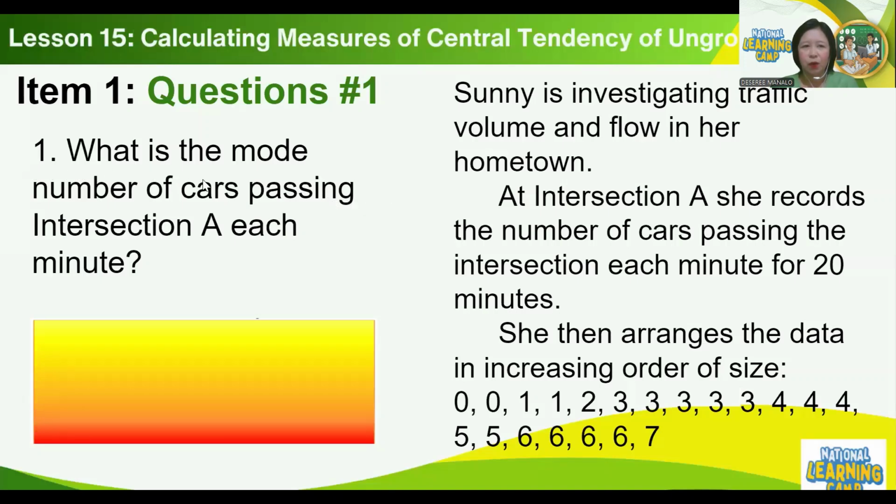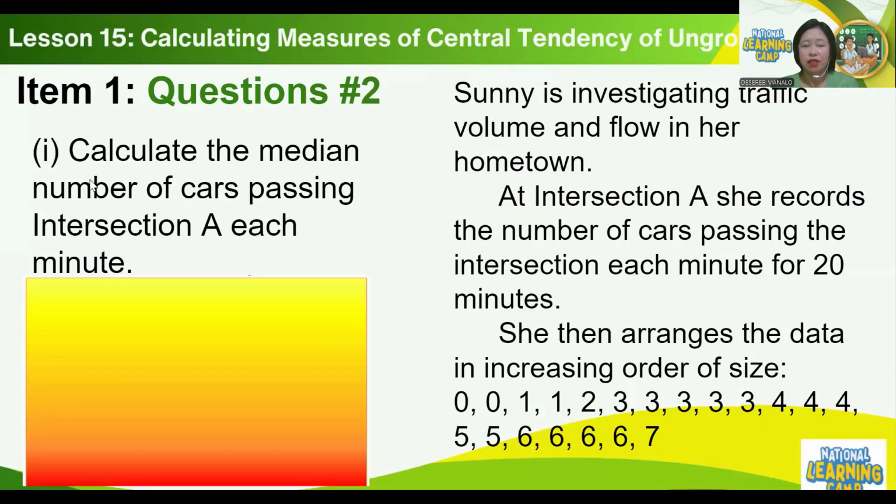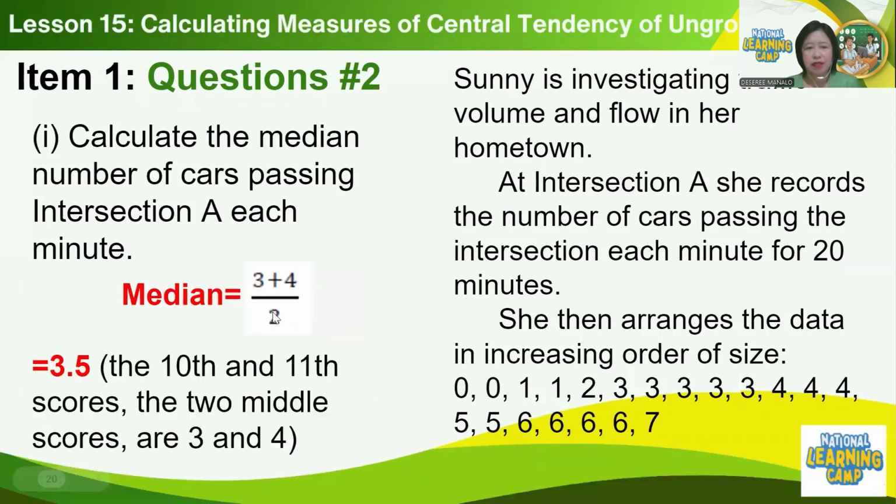For number 1, what is the mode number of cars passing intersection A each minute? As you can see here at the right side, here is the information about the given question. So the mode is 3, since this is the score with the highest frequency of 5. For question number 2, calculate the median number of cars passing intersection A each minute. As we all know, median is the middle score. So the median is 3 plus 4 divided by 2, which is equal to 3.5.